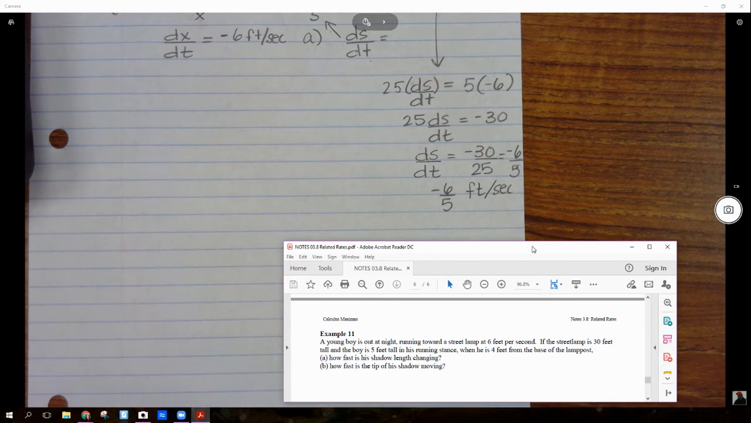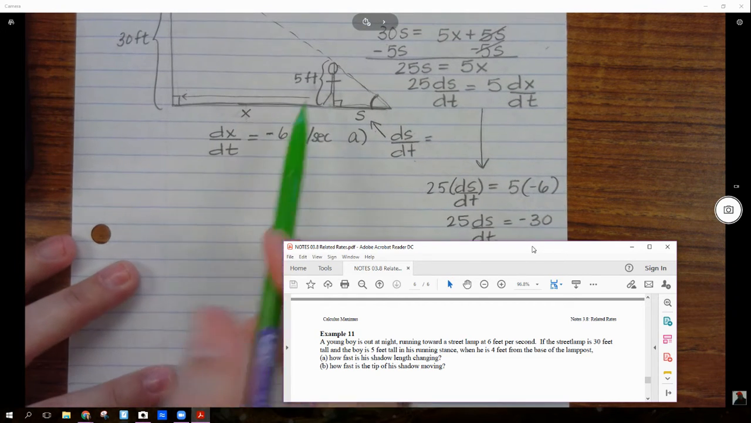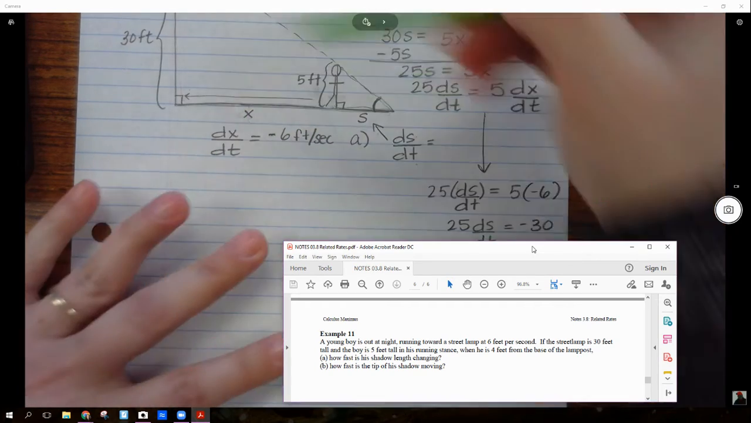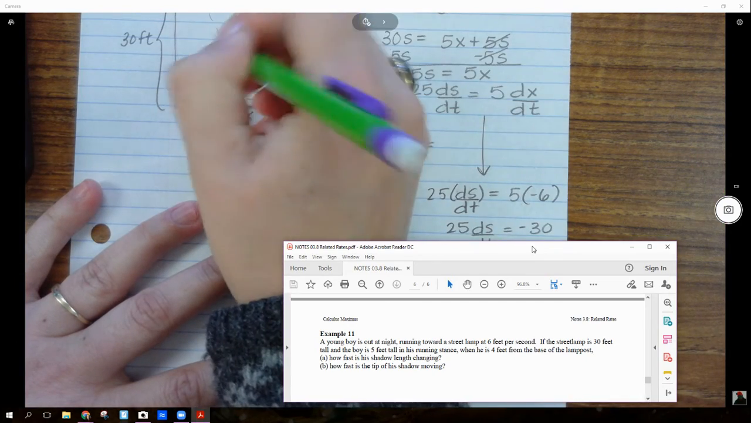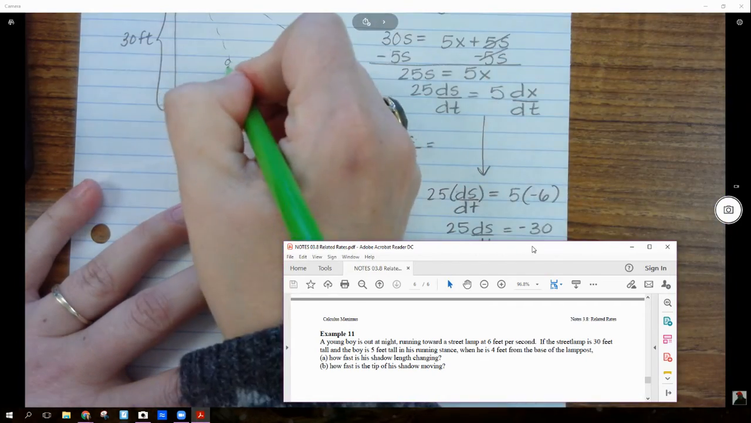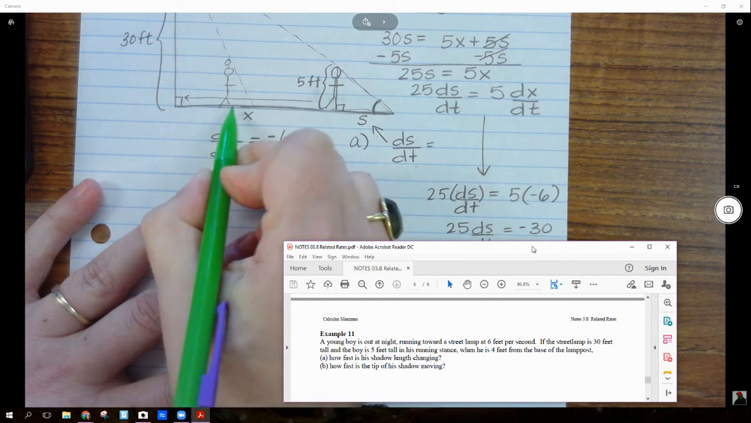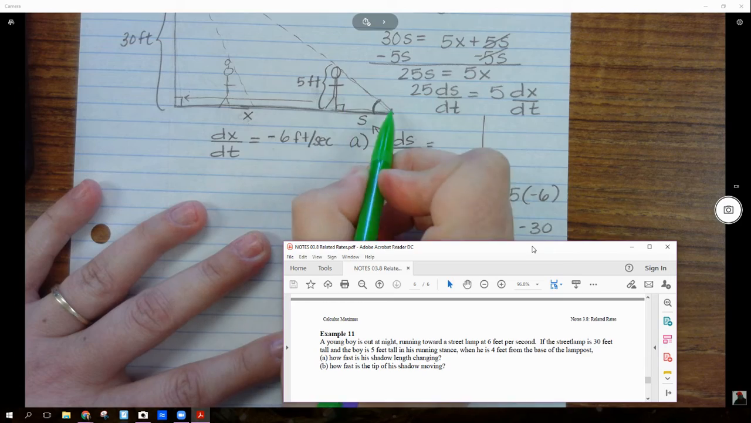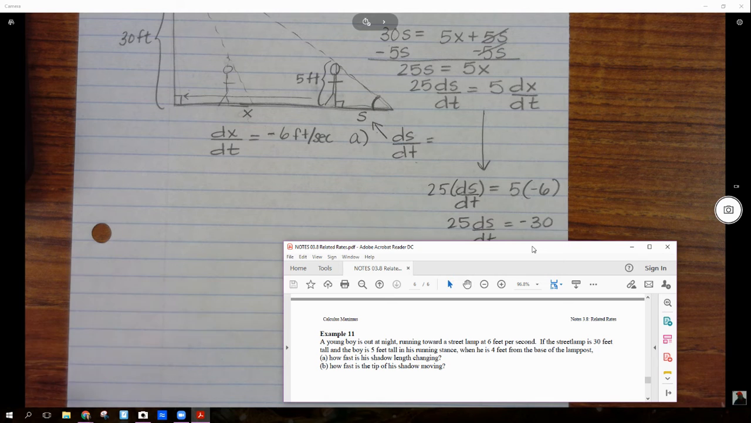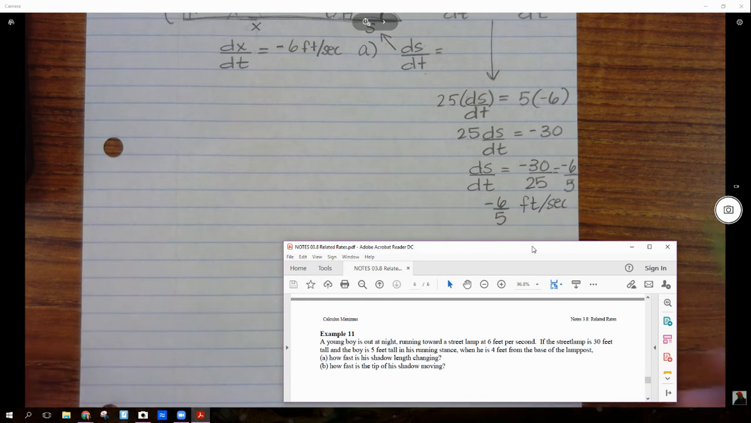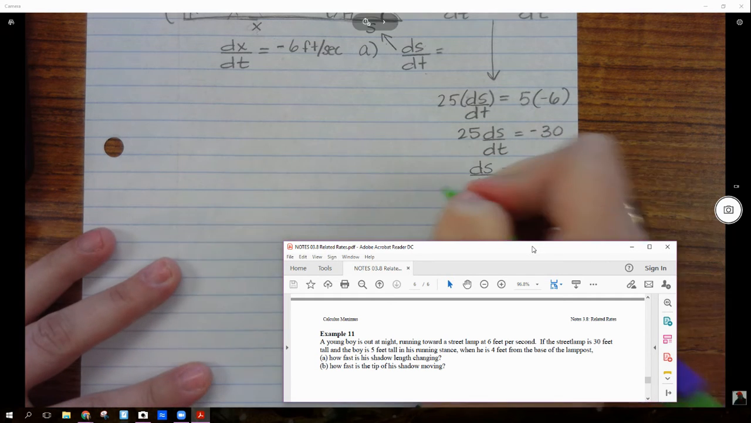So that means that you're getting a negative rate of change for the shadow, which makes sense. The closer that he gets to the lamppost, the more of an angle this is going to create, and the shorter his shadow. If he's standing here, his shadow is going to be shorter than when he's standing over here. That angle is going to change coming down from the light, and it's going to make his shadow get shorter. So a negative 6/5 feet per second is a reasonable answer for the rate of change of his shadow. So that was part A.